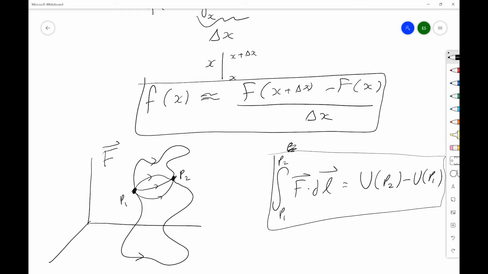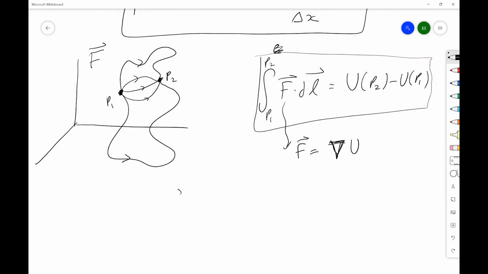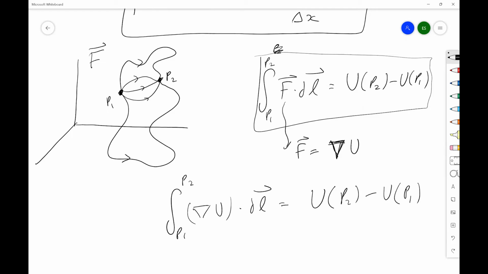And we can use this equation to derive the sort of derivative that comes out of this. So we can say that f comes out from u through some sort of derivative. We say that f equals nabla u. Nabla is a kind of derivative, and we want to understand what this derivative means. So we just plug it in. This is going to be the integral from P1 to P2 of gradient u dot dl equals u(P2) minus u(P1).